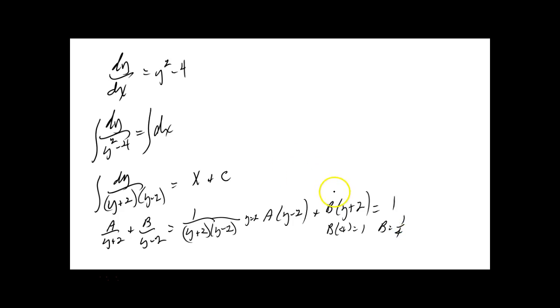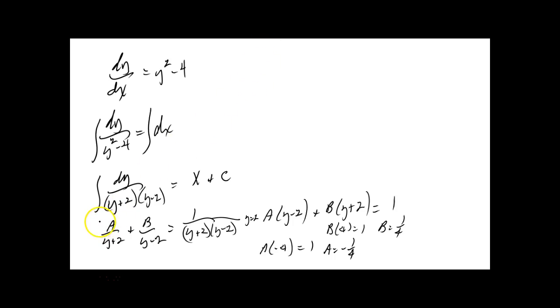If you put y is equal to negative 2 in, that would give you a times negative 4 is equal to 1, so a is equal to negative 1/4. All right. Yuck. This is pretty miserable.